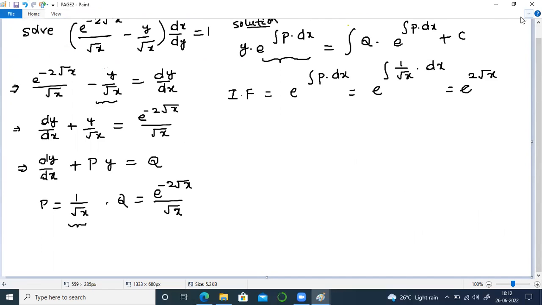So now, what is the next step? The integrating factor is done. So in the place of e power integration of p dx, I can put e power 2 root x.